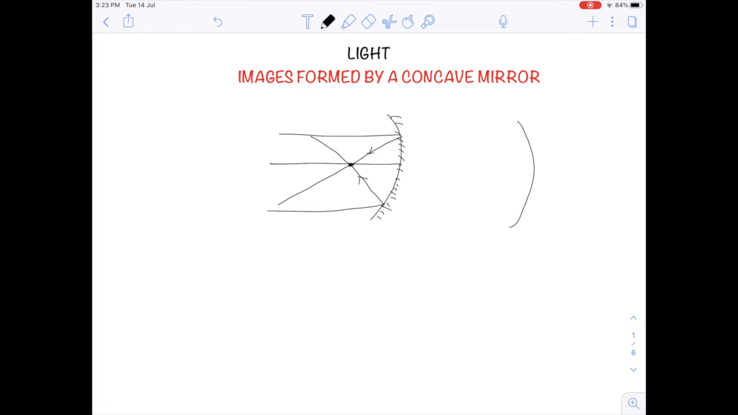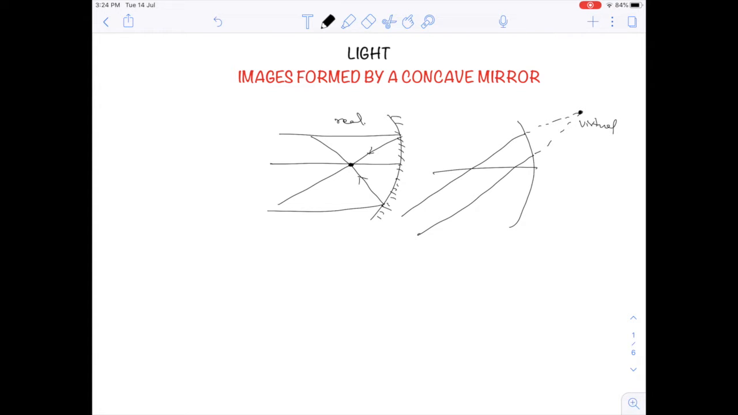Now if I have 2 light rays which are not intersecting but which appear to diverge from this point, then the image is formed at this point. So if the reflected light is like this, then the image is said to be virtual, and here the image is said to be real. In both the cases, the reflected light should intersect at one point.